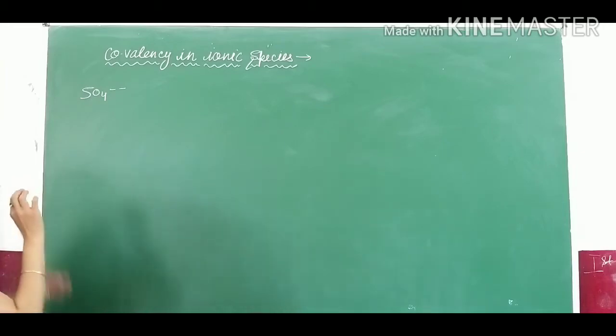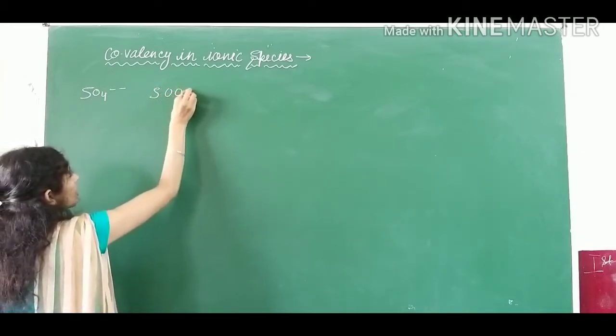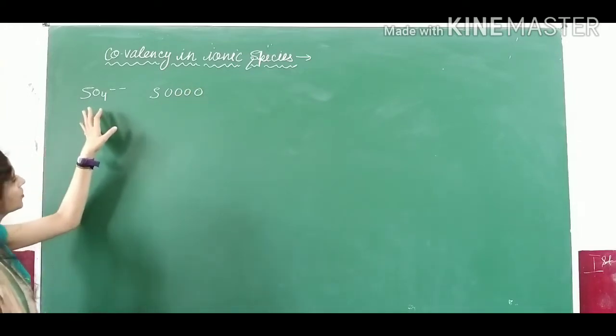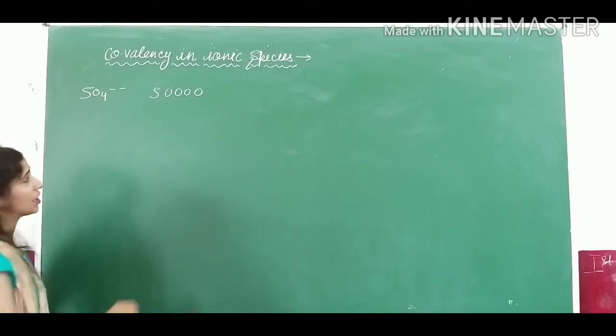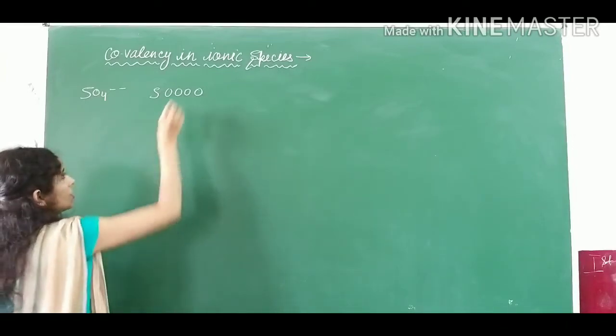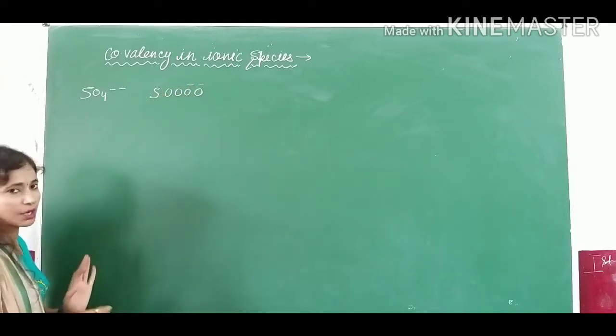Okay, so what you have to do? First of all, you have to write sulfur, and 4 oxygens are to be there. So that you have to write as it is. And after that you have to see 2 negative charges are to be there. That means 2 negative charges are present on 2 oxygens. So that will be mentioned as it is, and the rest will remain the same.